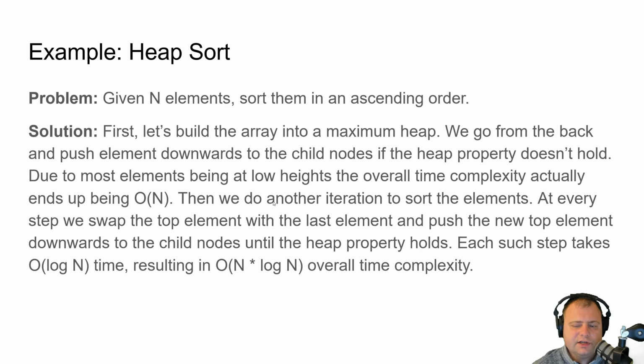Then we do another iteration to sort the elements. At every step, we swap the top element with the last element which is still in the heap, we treat it as an array, and push the new top element downwards to the child nodes until the heap property holds. Each such step takes log n time, resulting in O(n log n) overall time complexity. And in the end, since we pick the largest remaining element at each step, we're going to have it sorted.